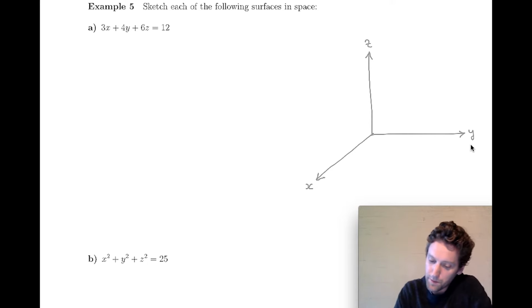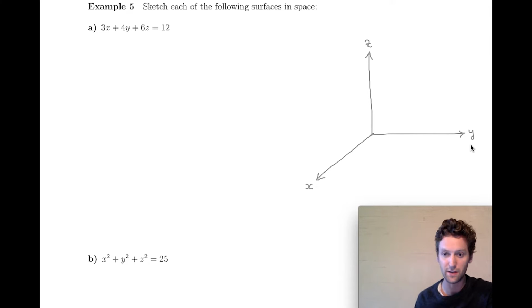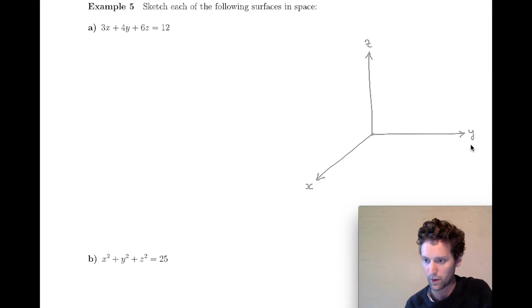So the first example here, example 5, part A, has a function 3x plus 4y plus 6z, and that's equal to 12. So you see that this is actually an equation. It's a relationship between a function of x, y, and z on the left-hand side and a number on the right-hand side. So that's going to be a surface in x, y, z space. In fact, this is going to be a plane.